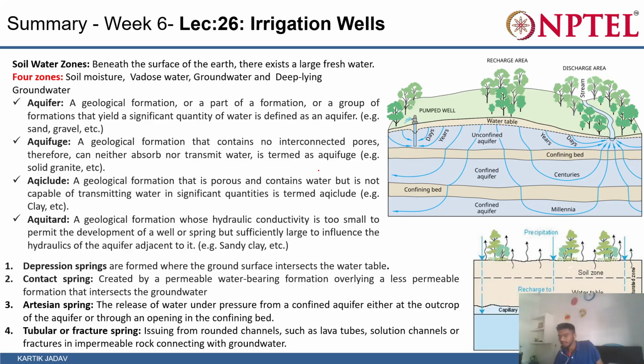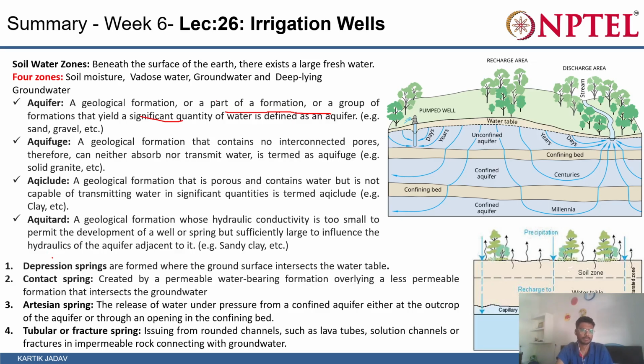So, the unit which stores the water and releases it in a timely way whenever it's required is called the aquifer. Basically, an aquifer is a geological formation, or part of a formation, or group of formations that yields a significant quantity of water. Examples are sand and gravel. While an aquifuge is a geological formation that contains no interconnected pores. It's like solid granite and therefore can neither absorb nor transmit water.